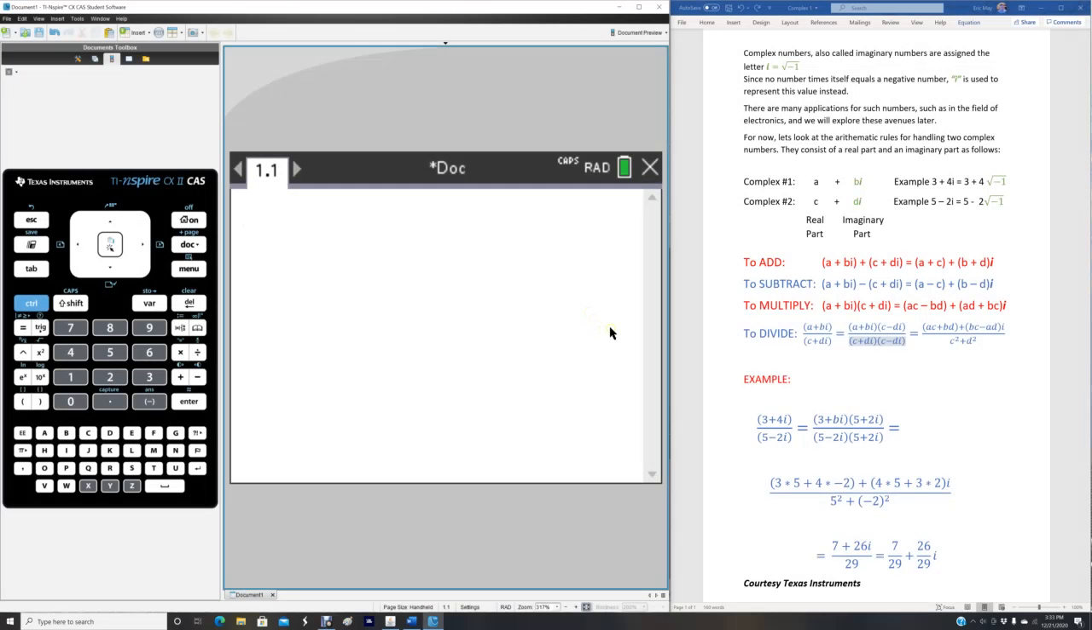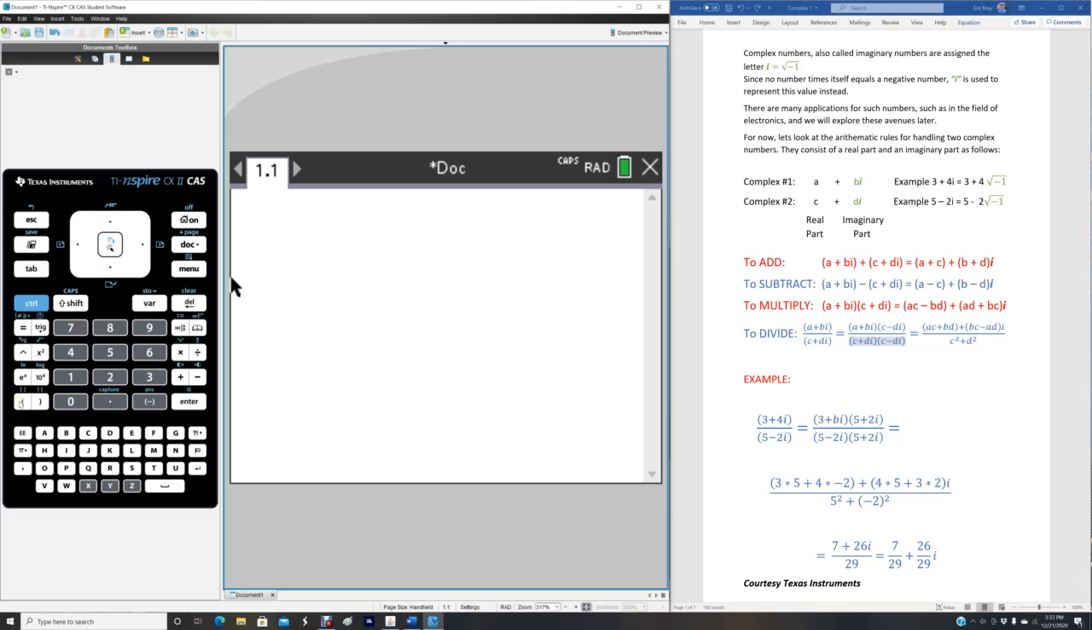Now, this is very instructive and shows us exactly how complex numbers are put together, but why go through all that work when we can use our TI-Nspire graphing calculator on the left? So we're going to go through this same division example, and we're going to plug it into the calculator.